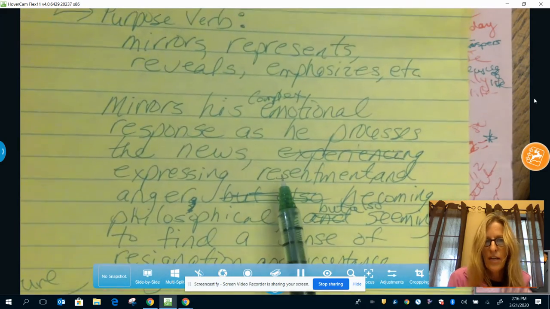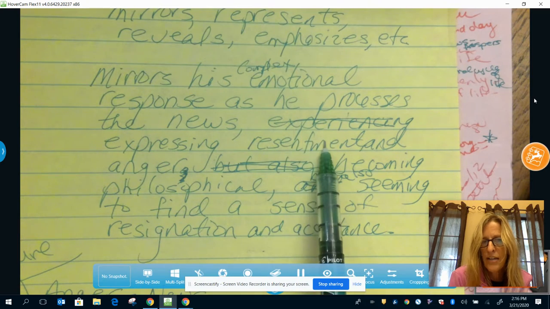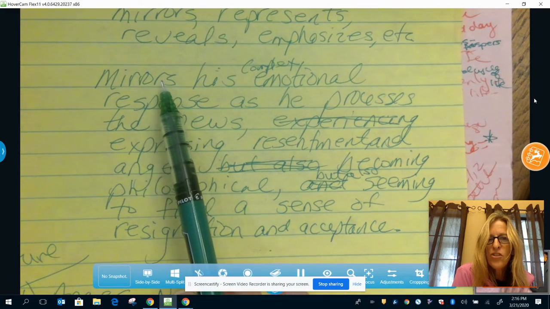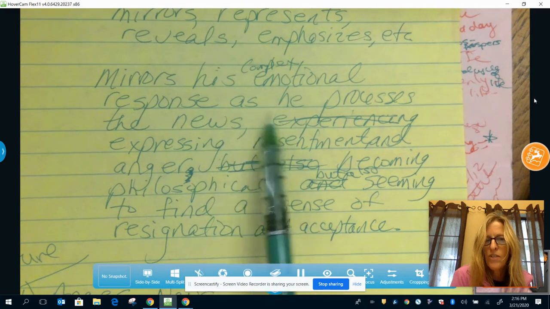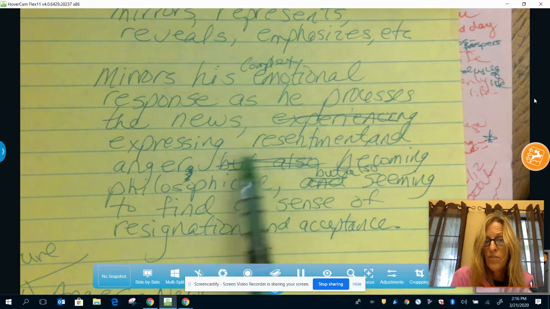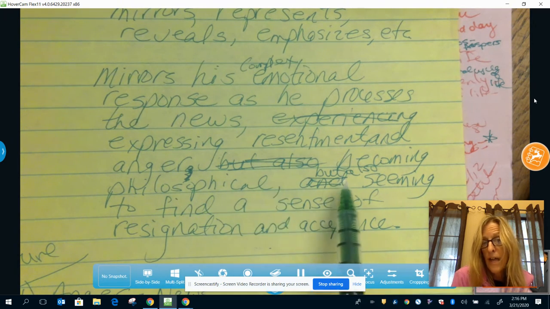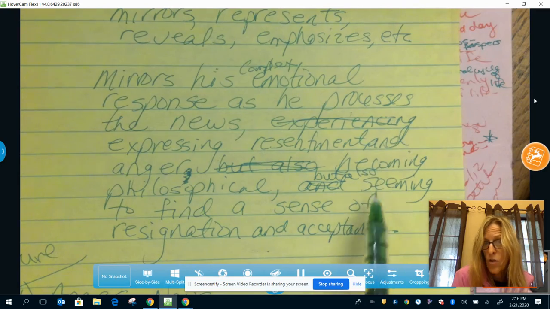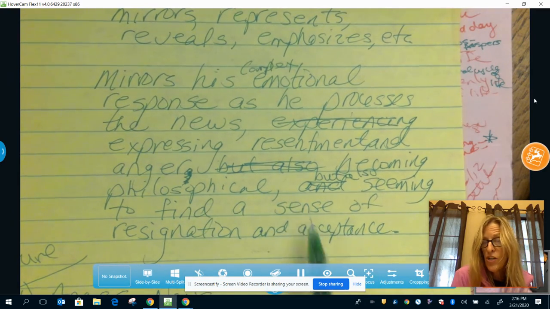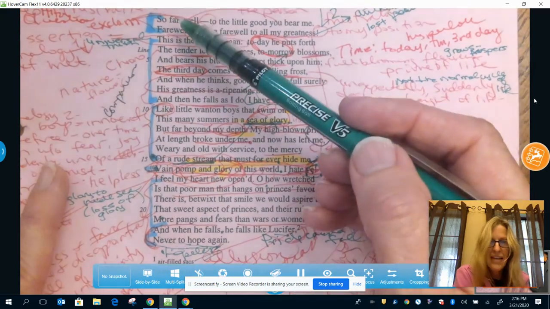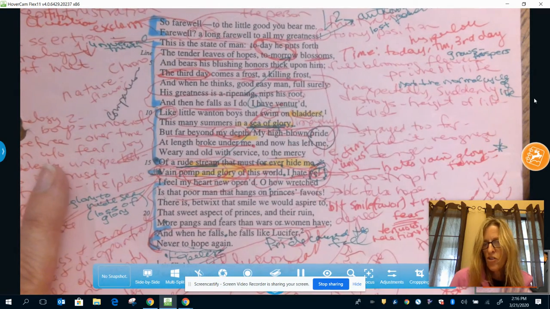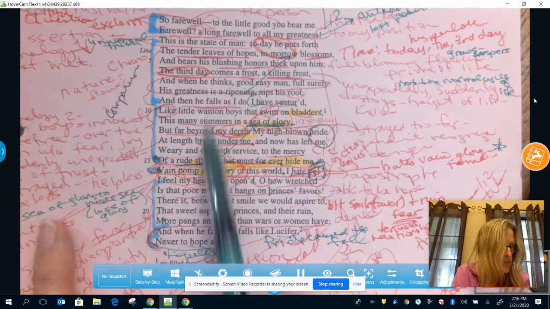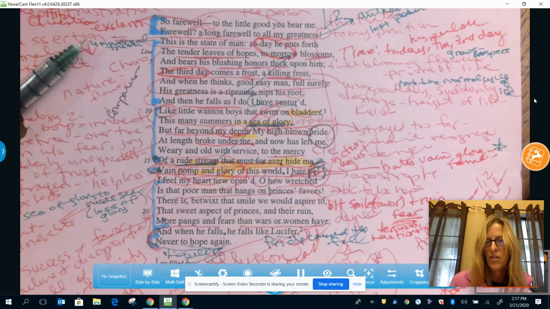So here's just a little example I put together, and I want you to see my mistakes, because we're always, as we write, choosing better ways to say things. "Perhaps the structure mirrors his complex emotional response as he processes the news, expressing resentment and anger, becoming philosophical at times, but also seeming to find a sense of resignation and acceptance." So we're answering the question. These are indeed his emotions that he's moving through, and that seems to be represented in the structure. So think about that, rewatch if you need, but that is one of the things that you could discuss, is how that movement reflects his emotions.